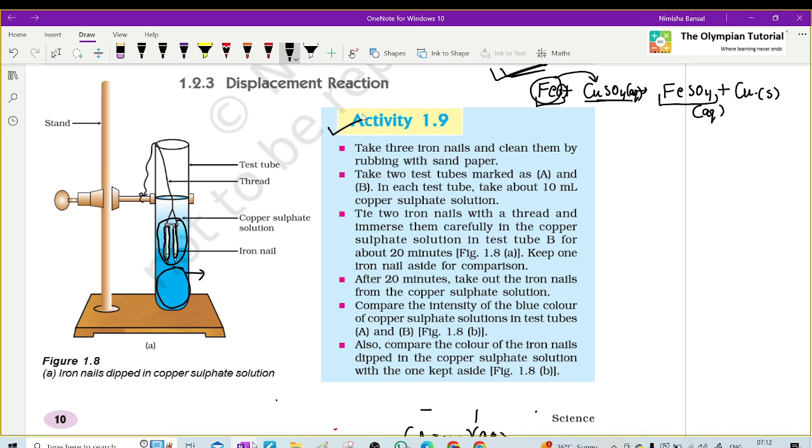Take 3 iron nails and clean them by rubbing with sandpaper. Take 2 test tubes marked as A and B. In each test tube, take about 10 milliliters of copper sulfate solution. Tie 2 iron nails with a thread and immerse them carefully in the copper sulfate solution in test tube B for about 20 minutes. Keep one iron nail aside for comparison. After 20 minutes, take out the iron nails from the copper sulfate solution. Compare the intensity of the blue color of copper sulfate solutions in test tubes A and B. Also compare the color of the iron nails dipped in the copper sulfate solution with the one kept aside. Are you okay with this activity?